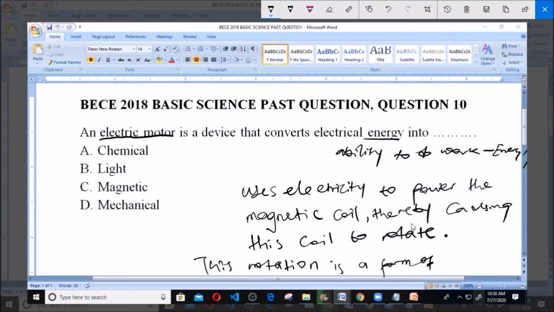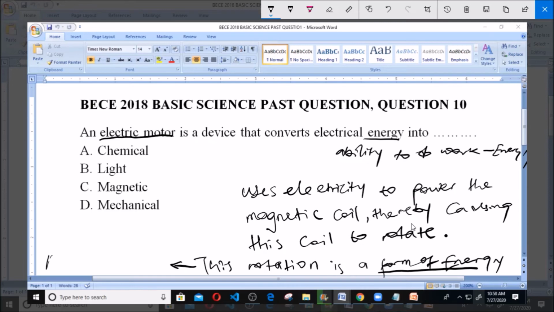Now we have to know the form of energy which rotation falls into, and rotation falls into what? Mechanical energy. It's mechanical energy, because an electric motor will use electricity. When electricity is connected to this electric motor, it will power the magnetic coil in this electric motor, and then this will cause the coil to rotate. Now rotation is a form of energy, and this energy is mechanical energy.